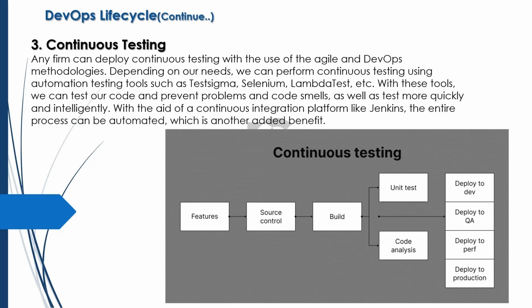Now, in the diagram, you can see the continuous testing illustration. There are some features the developer has deployed. Then you have source control, where you push or pull the code, whatever source you require. Then you build it after modifying or changing it. Then you have your unit test, and after the unit test, an integration test for integrating all the results at the same time.